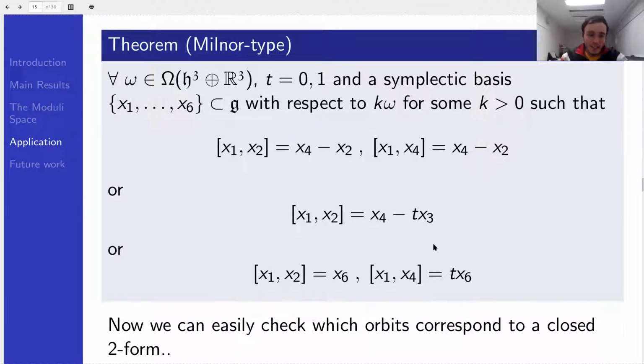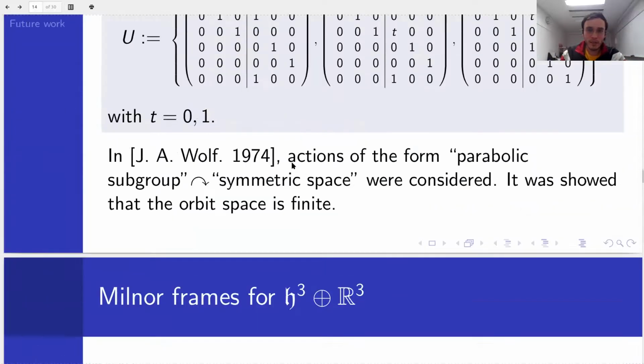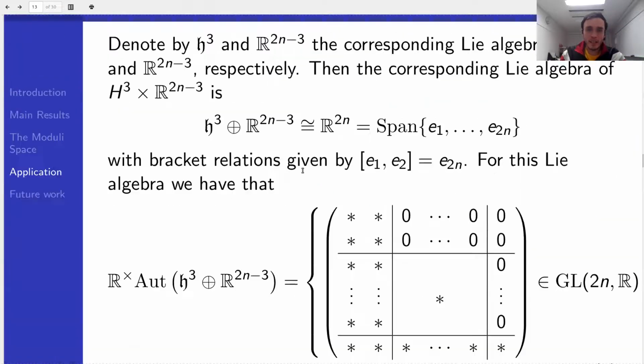What I am saying is that for any 2-form, we have a normal form for the brackets in terms of a symplectic basis. So what these Milnor type theorems give me is something like this: going back to the definition of this Lie algebra, initially you had the Lie algebra given by these brackets.